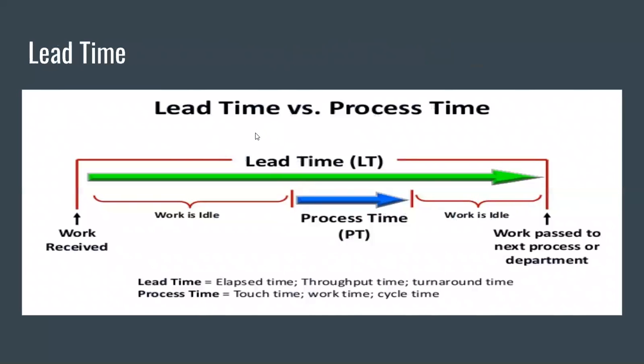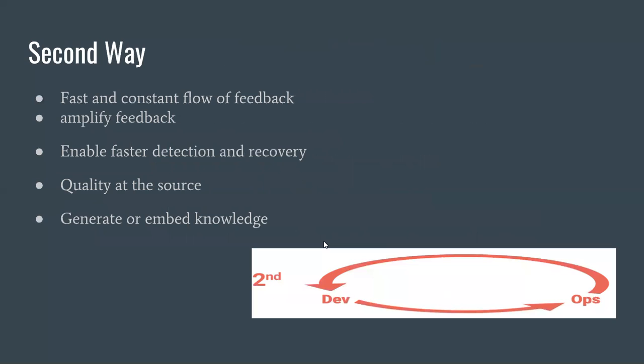So when we talk about lead time versus process time, our lead time is from when we get our work until it is passed to the next process. Now, this is what we want to eliminate, this idle time. We essentially want our process time to equal our lead time to maximize our efficiency.